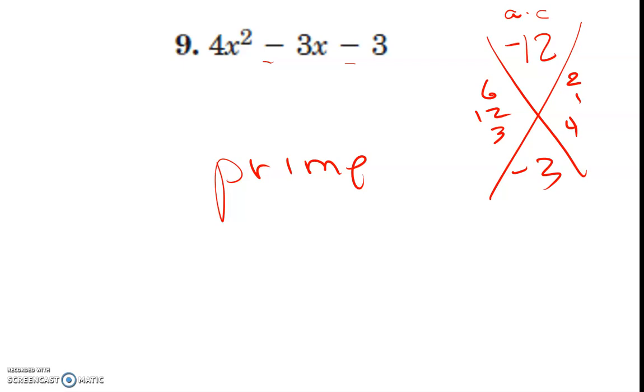Okay, so your work for tonight is to do the evens on the skills practice page 2 through 14. You will have one prime. Good luck.